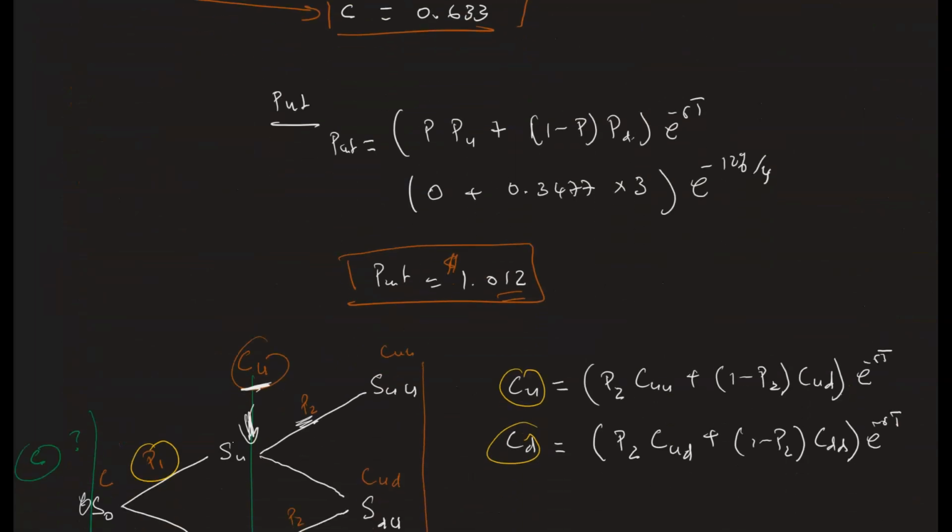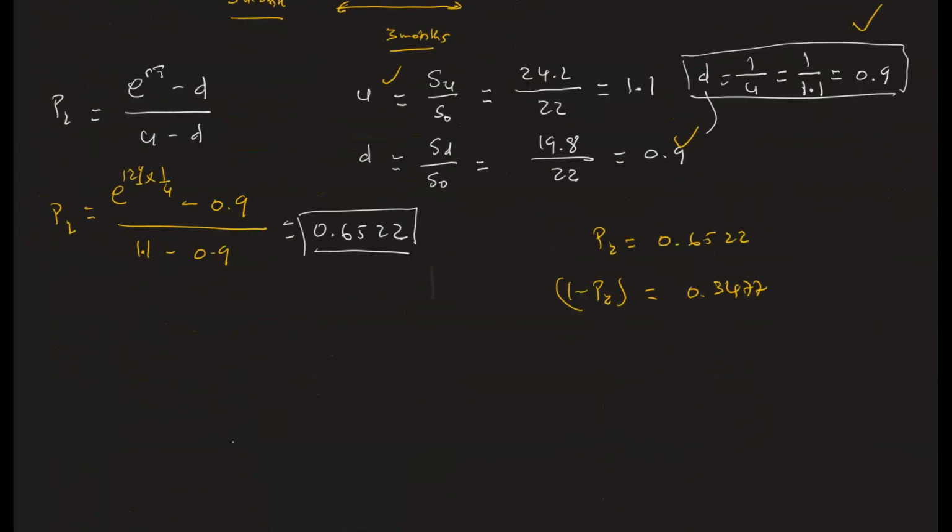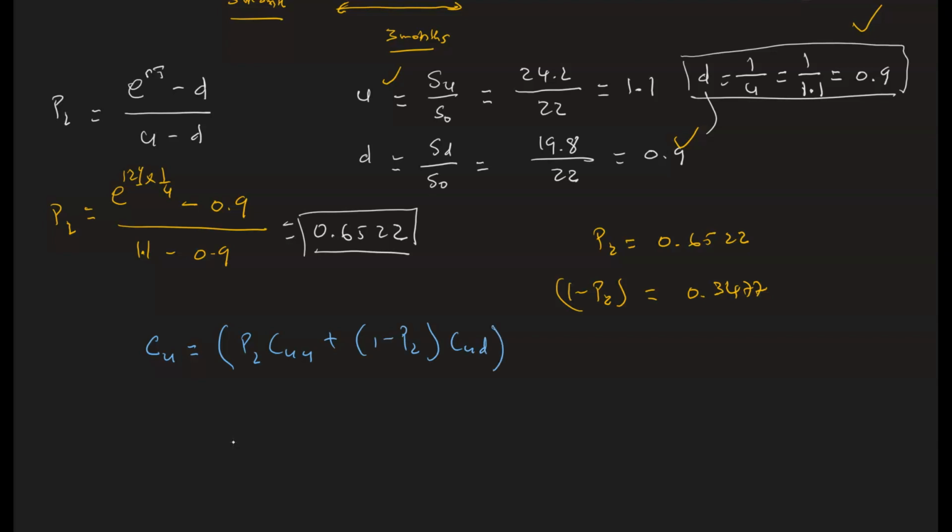And so once we did that, what we're going to have is essentially the following. Call up is going to be equal to, you remember that, P2 call up plus 1 minus P2 call up down, and then present value. You remember also that call up down is equal to 0, so this goes away. Really what we have is call up is equal to P2 call up present value.